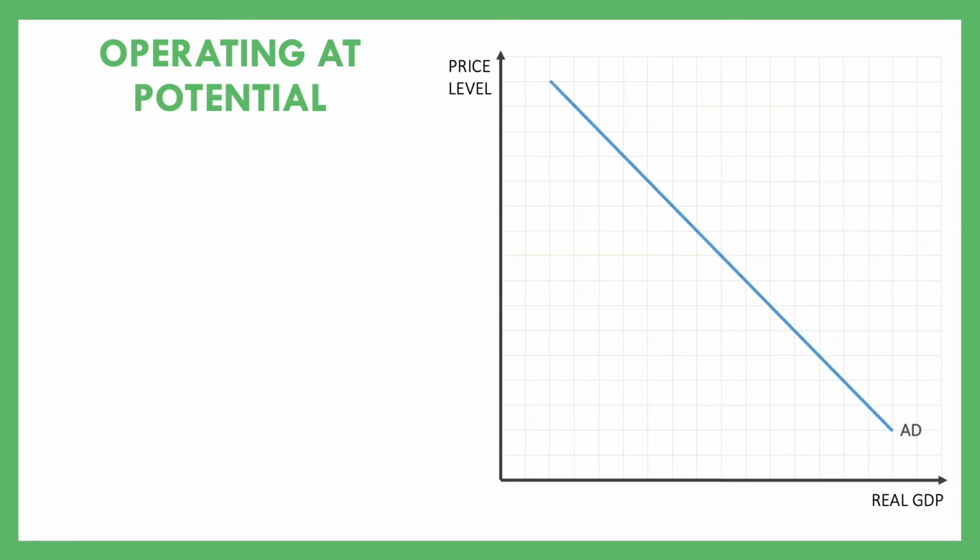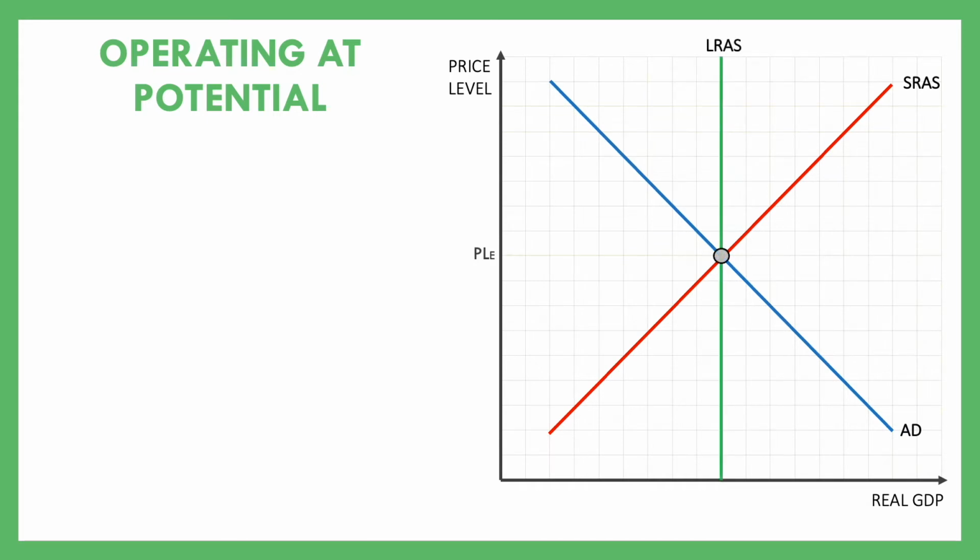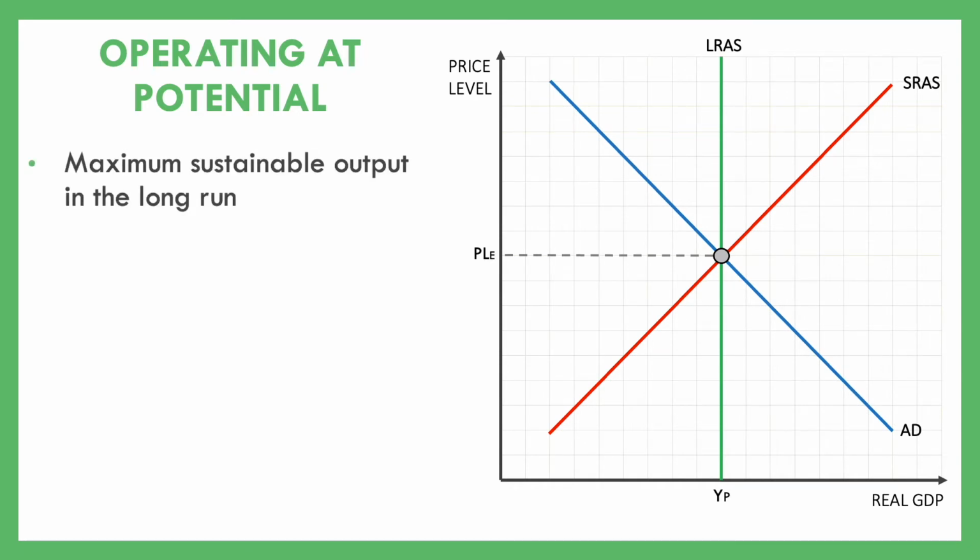Remember, that means that we have our aggregate demand curve intersecting with our short run aggregate supply curve, and that intersection is also taking place at a point with our long run aggregate supply curve. So what this means is that this is our maximum sustainable output in the long run. We're using all of our resources efficiently. Now, what does it say about some of those other indicators?